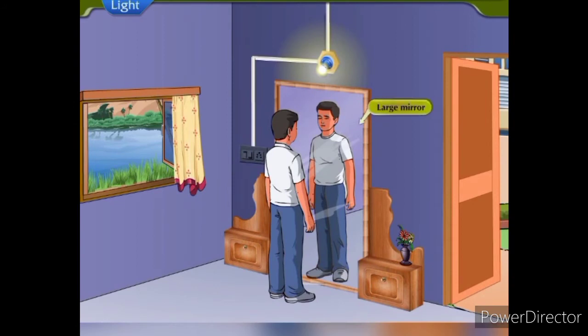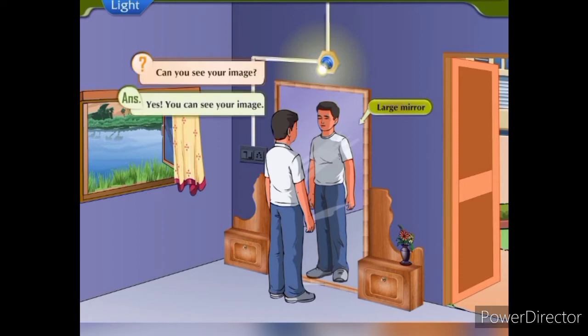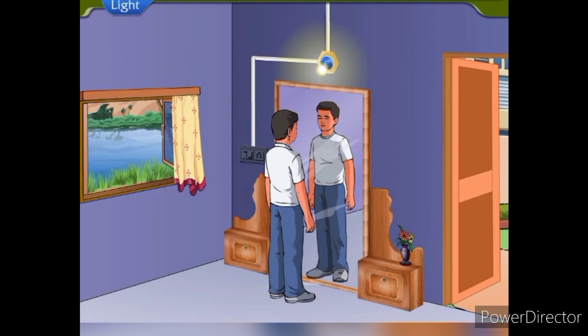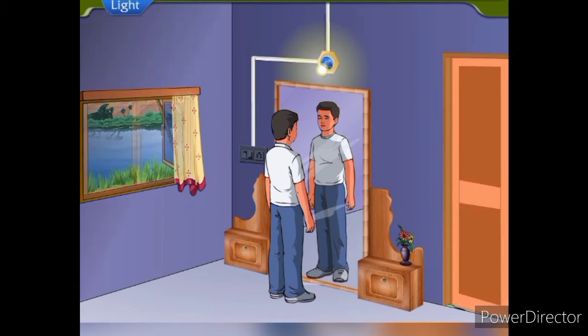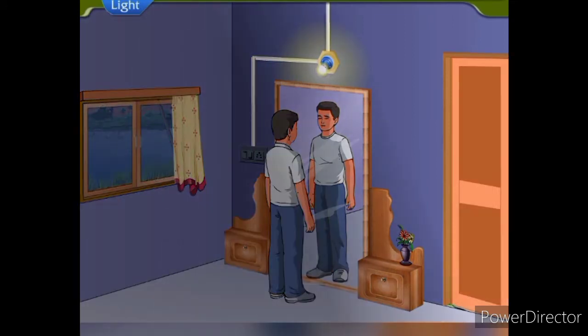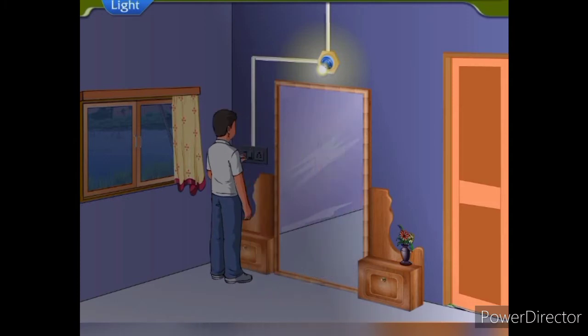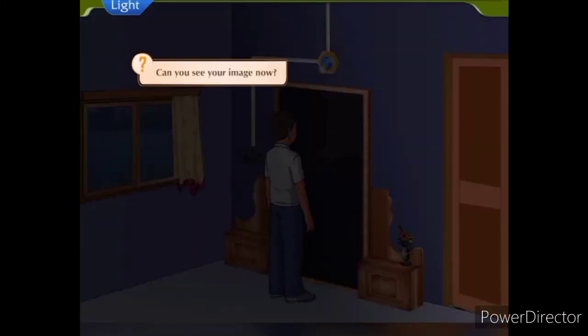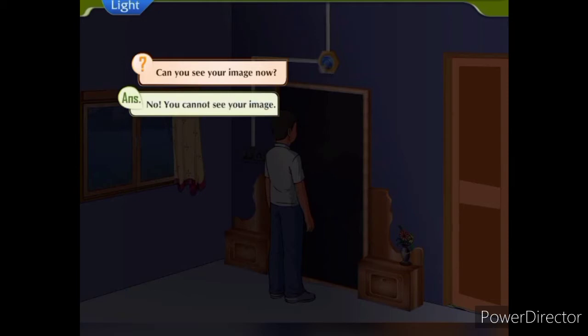Stand in front of a large mirror in a well-illuminated room. Can you see your image? Yes, you can see your image. Now, close all doors and windows of the room. Also switch off the light in the room. Can you see your image now? No, you cannot see your image.